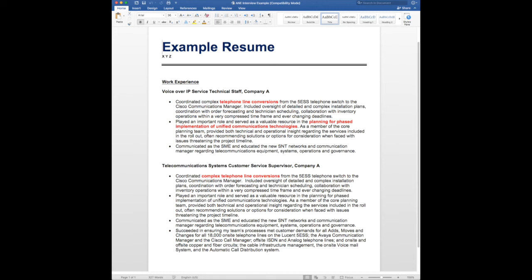So this one was looking for, what was it looking for exactly? I think it was looking for a mid-level or an entry-level voice position. So this person has that experience. But again, that's how I do it.